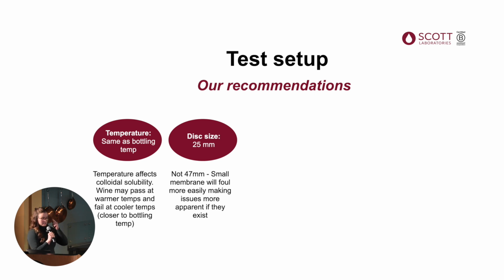For the disc size, we recommend 25 millimeter, and there are arguments for 47 millimeters, but we prefer 25 just to be conservative. This way, the 25 millimeter will foul more easily than a 47 millimeter. So let's be conservative. Let's find a problem in the lab that maybe isn't that bad on bottling day, rather than not find a problem in the lab and have one on bottling day.